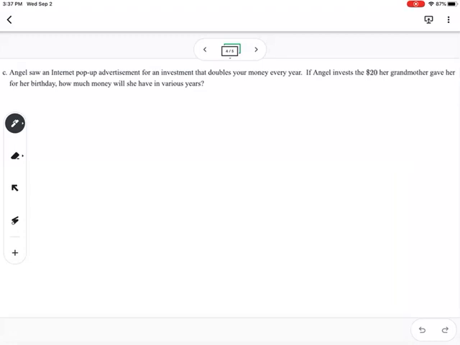So Angel invests $20 her grandmother gave her for her birthday. So we're talking about money and years. So our variables are, remember, time is always the x value, x years, and y dollars. So she starts before with $20, and that's before any time has passed. So at 0 years, she has $20. After 1 year, it doubles. Now here, after 2 years, if it doubles every year, that's not increasing at a constant rate. It's doubling, which is different, you'll see.